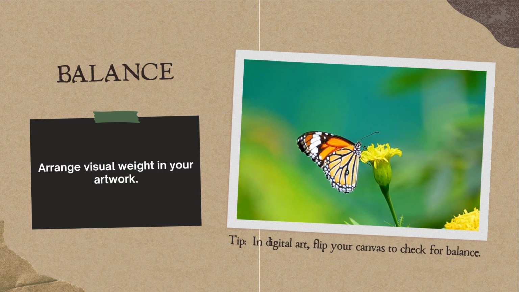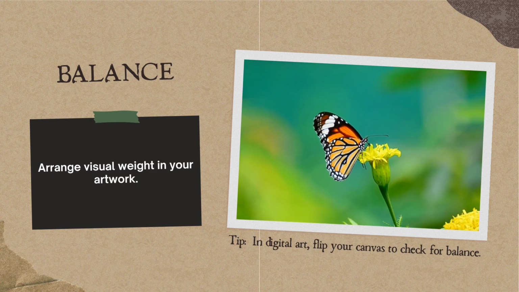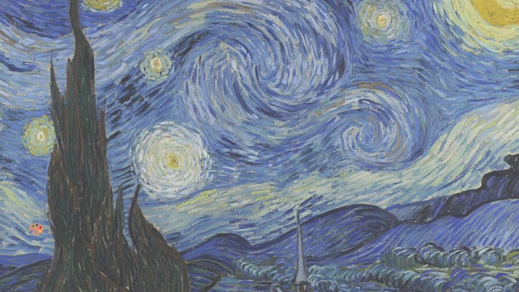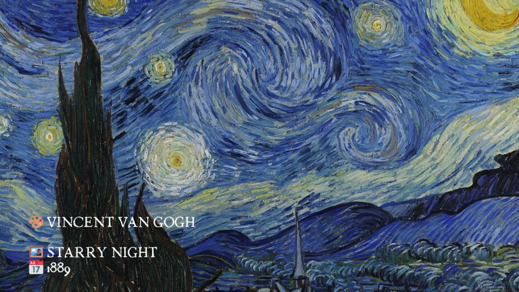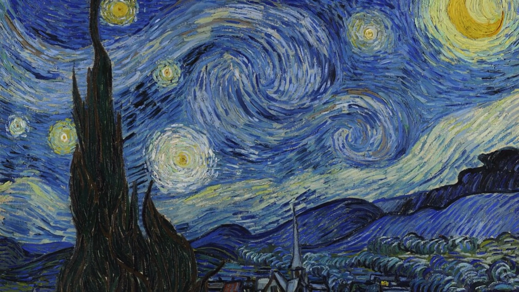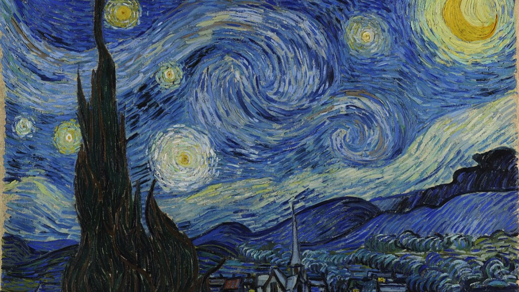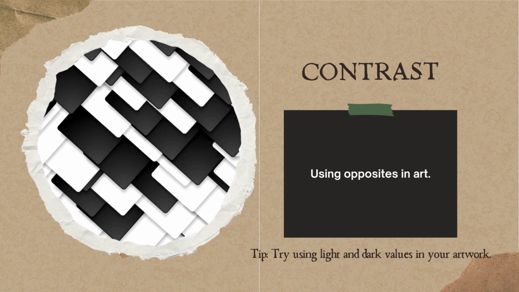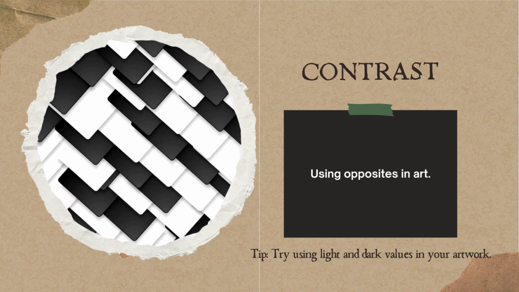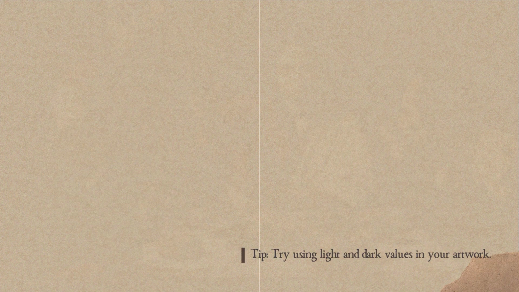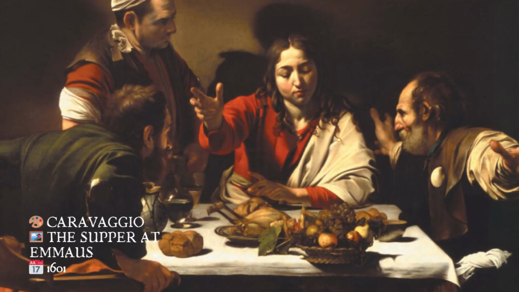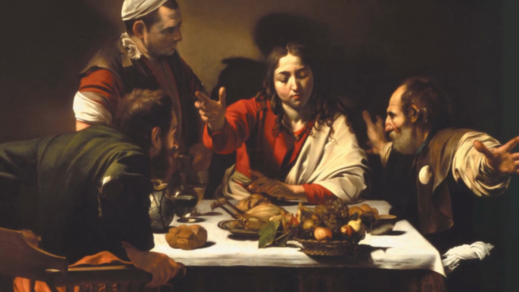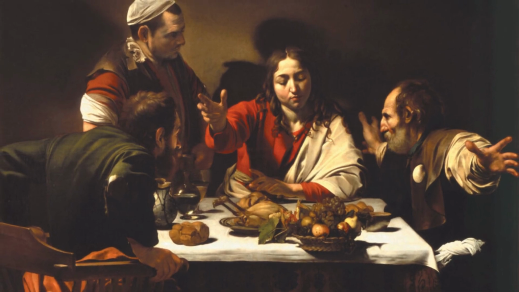It can be symmetrical, like a butterfly's wings, or asymmetrical, like Van Gogh's Starry Night, where the swirling sky balances against the calm village. Contrast is all about differences, light versus dark, smooth versus rough, bright versus dull. Caravaggio used dramatic light and shadow to make his subjects almost pop off the canvas.